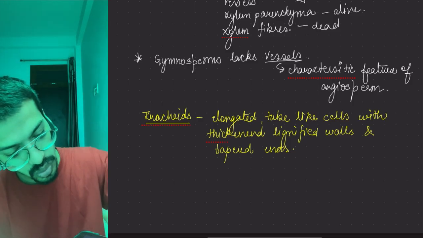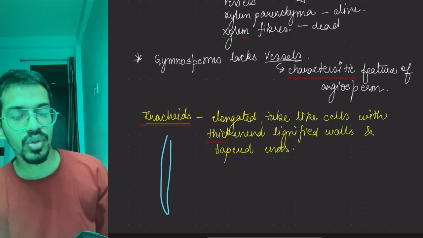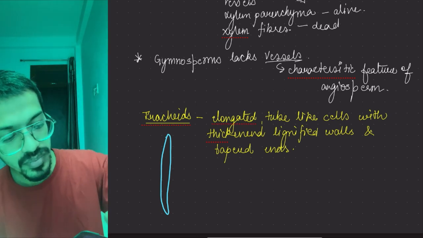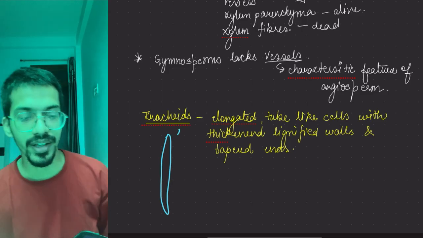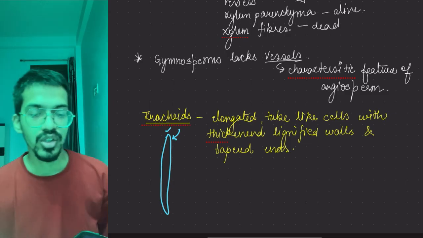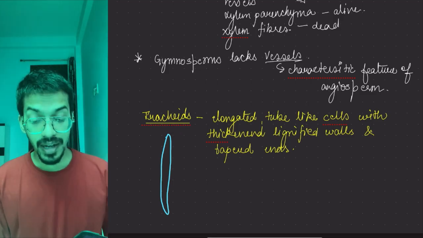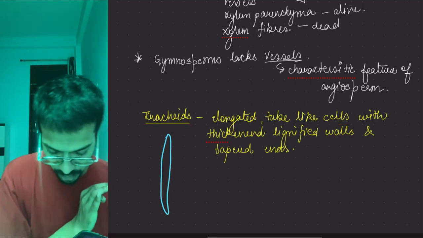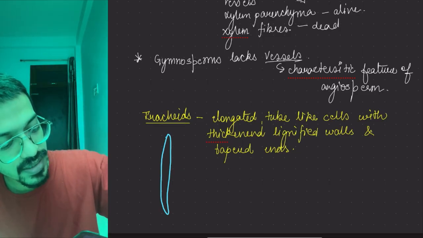So long like this. If you see this, it is a long elongated tube-like cell, and it has thickening present, so that's why I made this thickening over here. And tapered ends, so this is the tapered end. Everything has been shown in the diagram. Now they have certain slits present so that things can pass through. Normally they are dead cells.